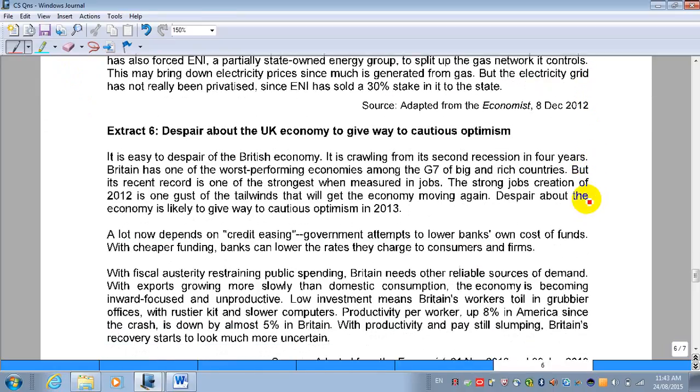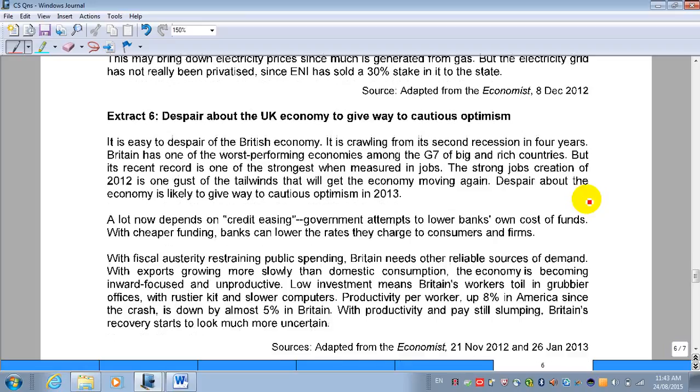Now, the next extra I would like to talk about, okay, so that's the case of Italy, right? Generally has not been doing very well over the last few years. However, the government has tried to use some structural reforms. Now, next, let's talk about Britain.